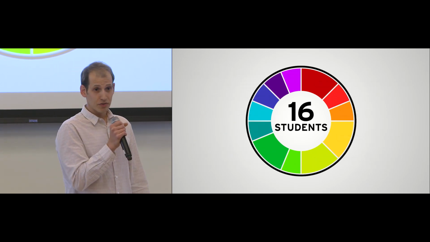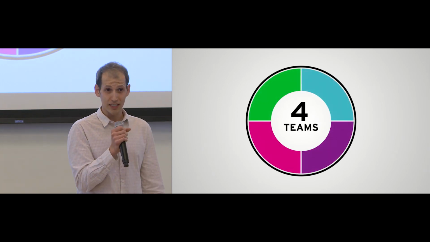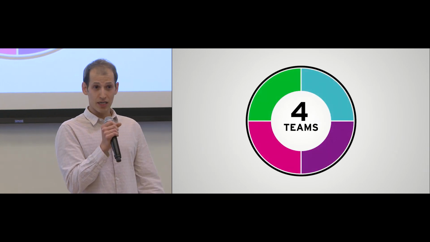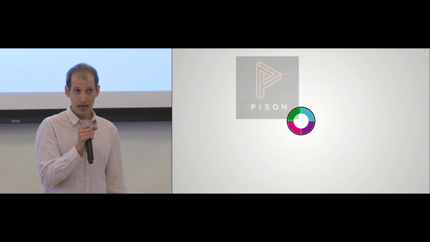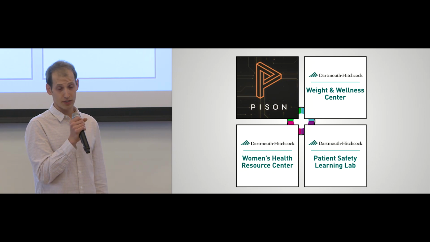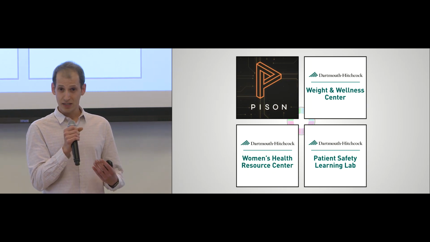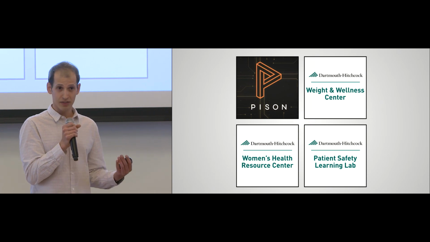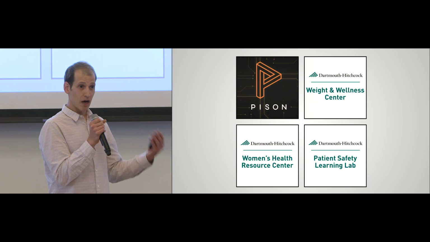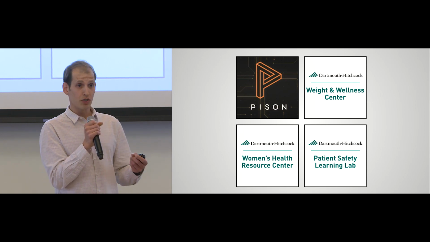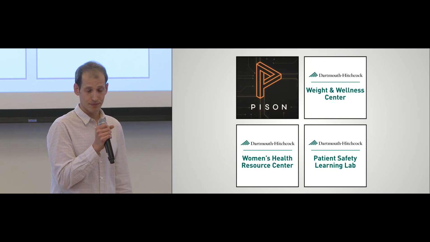This is not an individual sport, it's a team sport. And so these 16 students were arranged into 4 teams. Each team was partnered with an organization outside of Dartmouth's campus which assigned their project. The 4 organizations we worked with this term were Pison Technology, a technical startup in Boston, which gave the students the challenge of coming up with ways to use nerve sensing technology to enable patients with ALS to better communicate.